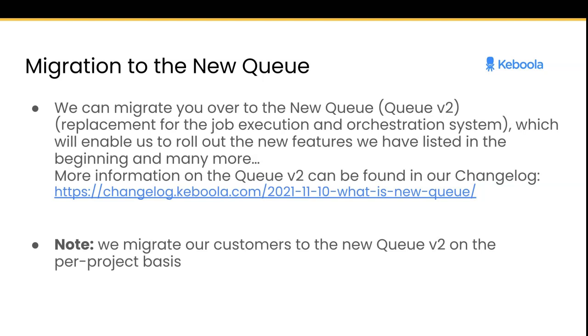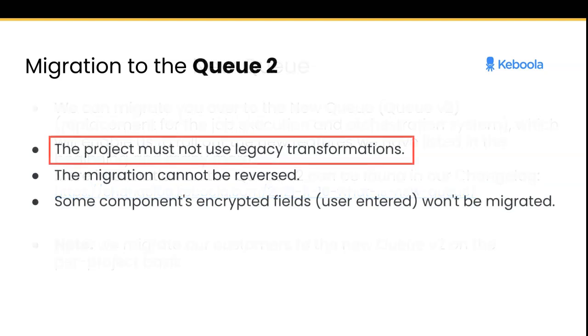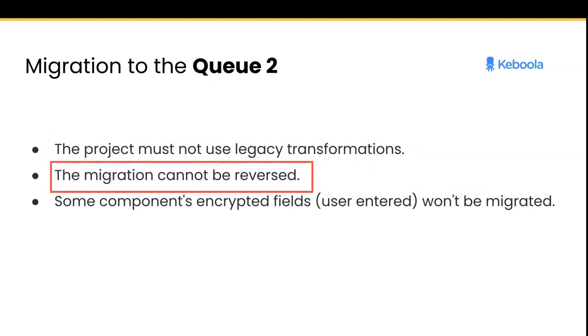Last but not least, what is also important to highlight, you do not need to wait until you have everything in the new transformations, because we migrate the customers on a per project basis. Before the migration of the project, just check that there are no legacy transformations in it, and we will take care of the rest. What is also important to highlight, there is no way back once you are migrated to the new queue.